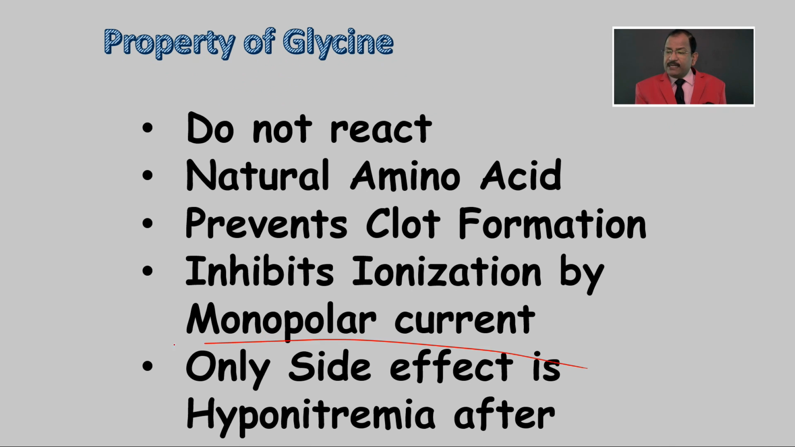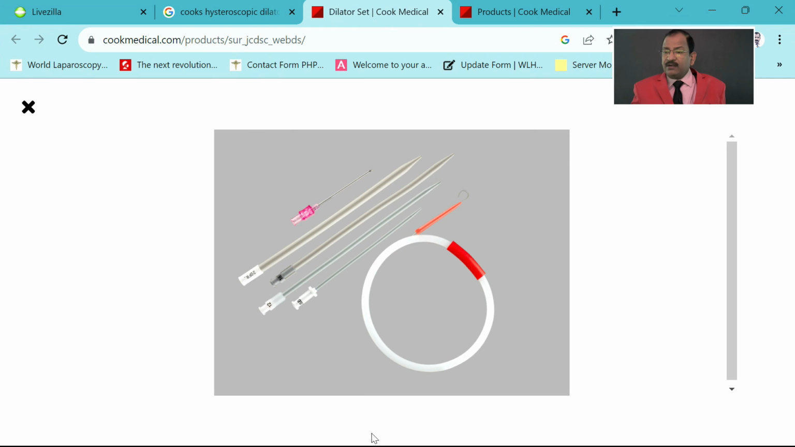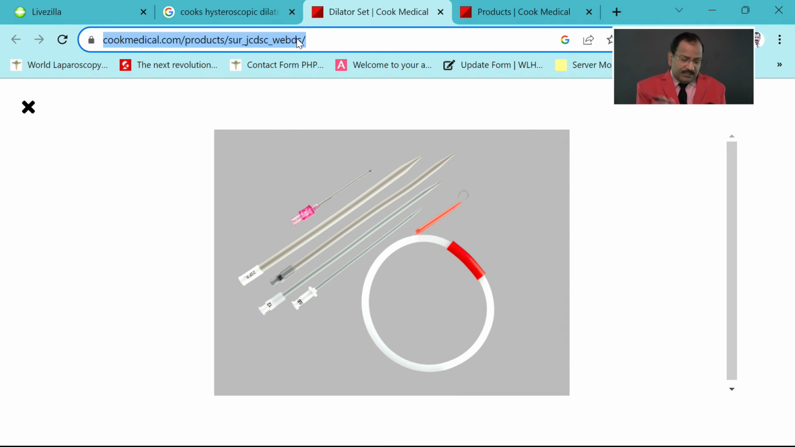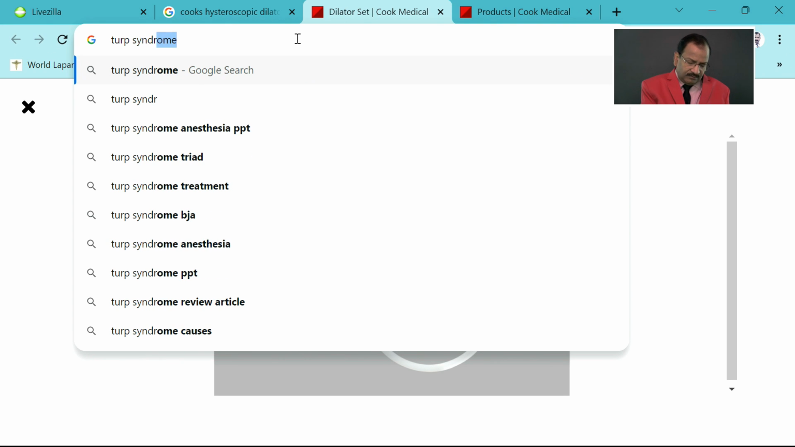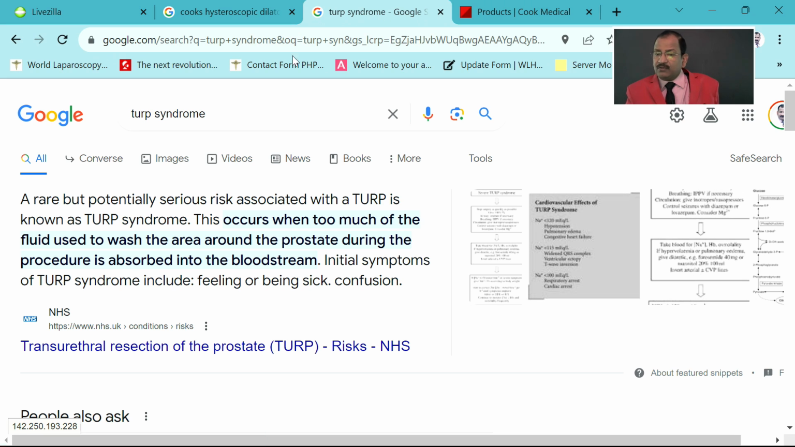But there is a very bad side effect, that is hyponatremia. What glycine does is it pushes the sodium out through the loop of Henle of the kidney, and eventually there is a risk of hyponatremia. It is a big problem. And urologists suffer a lot from it, and it is called TURP syndrome.